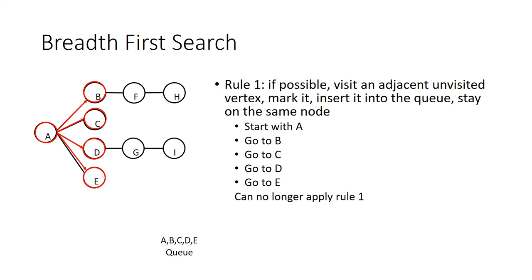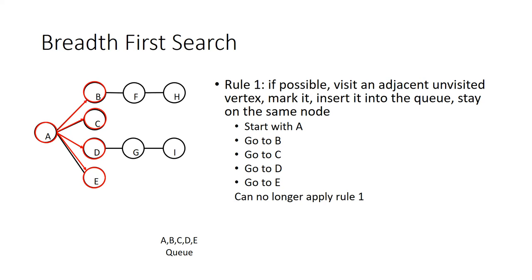And I will visit it, I will mark it, and I will insert it into the queue. And we're still at A. So now I'm going to see, is there any place else that A can go to? And the answer is yes, I could go to C. So I'm going to visit C, mark it, put it in the queue. And then is there any place else I can go to from A? Yeah, actually there is. I can go to D.